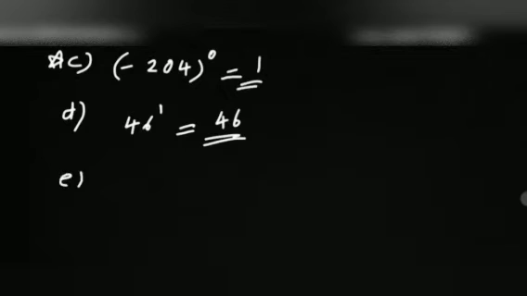Next question, D. 46 to the power 1. What is it? Any integer to the power 1 is equal to the integer itself. Next question, E. Minus 100 to the power 1. Minus 100 is an integer, isn't it? So an integer to the power 1 is the integer itself.